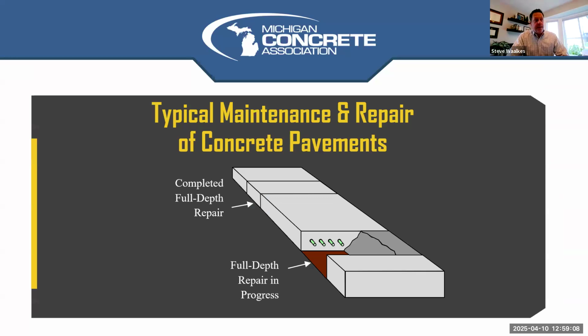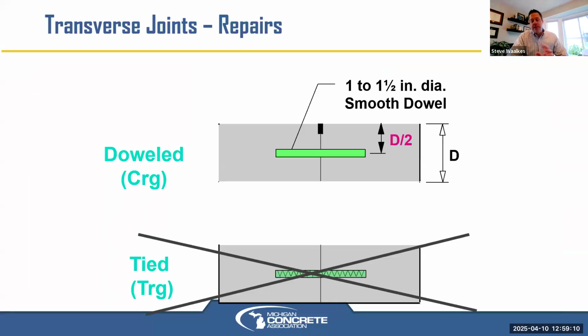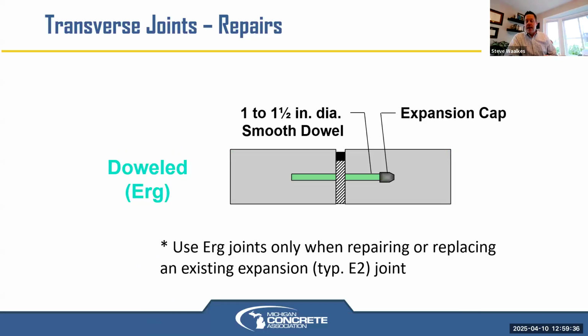Real quickly, we're going to wrap up with maintenance and repair, the most common technique, just so folks get an idea of it. We'll talk about full depth repairs. First off, terminology: your doweled joints in your repair area are CRG joints. We do not typically see a lot of TRG joints anymore. There's still a pay item for it, but it's not recommended in most situations. So I have that X'd out here for those of you who are familiar with the MDOT items and maybe haven't seen these in the past.